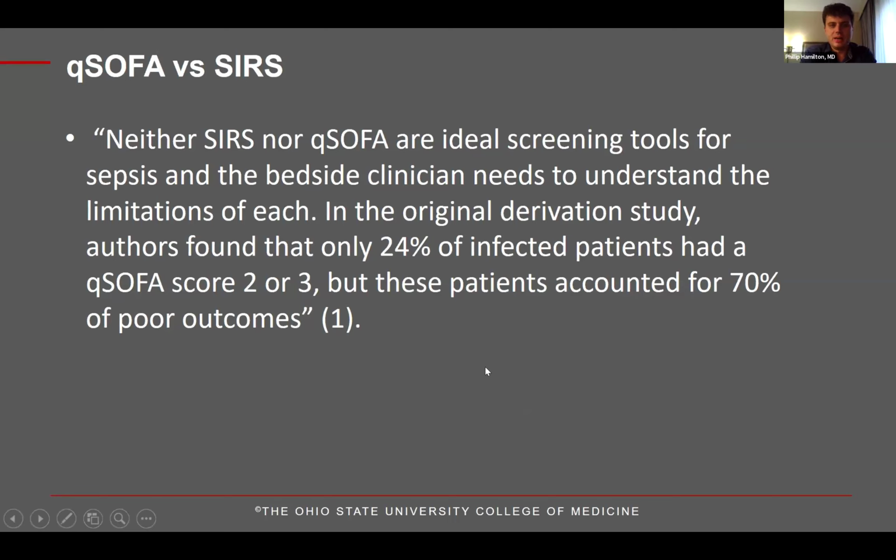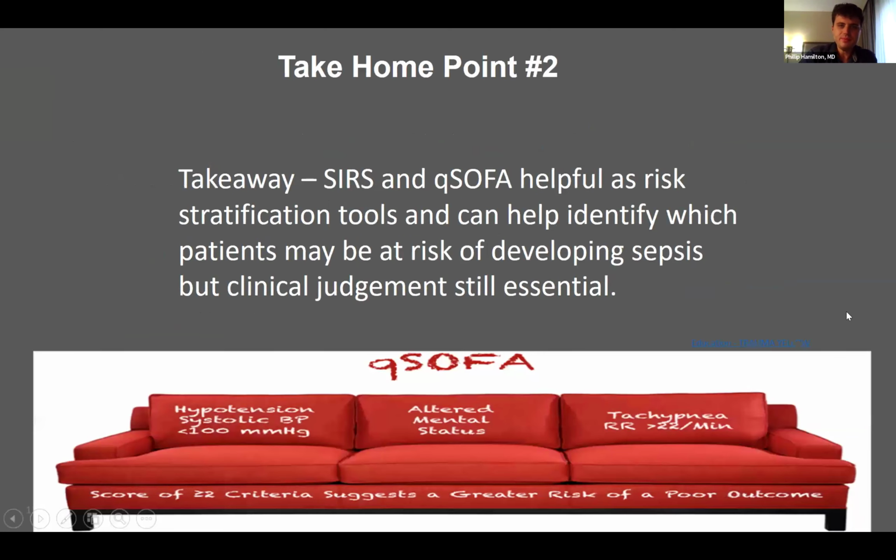Then they quote that of the infected patients, only 24% of them had a Q-SOFA score of 2 or 3, so Q-SOFA positive. But those patients actually accounted for 70% of the poor outcomes. So it is a decent marker of poor outcomes in those patients. So to emphasize take-home point number 2, SIRS and Q-SOFA can be helpful as risk stratification tools, but they don't replace the importance of clinical judgment and bedside evaluation of patients who are developing sepsis.